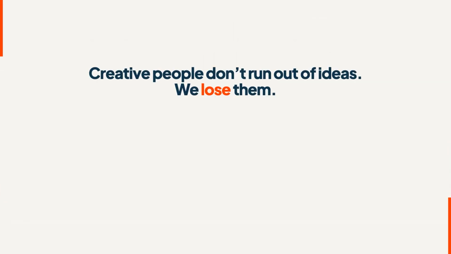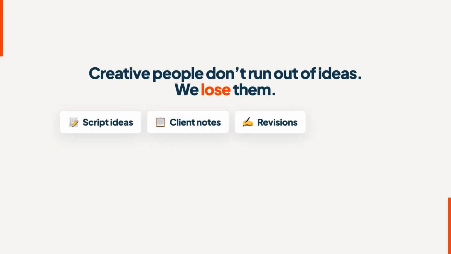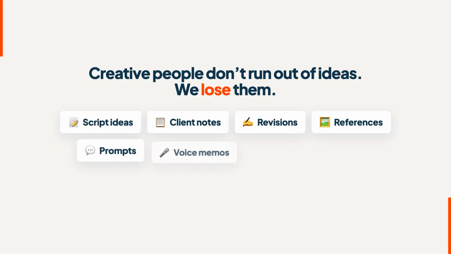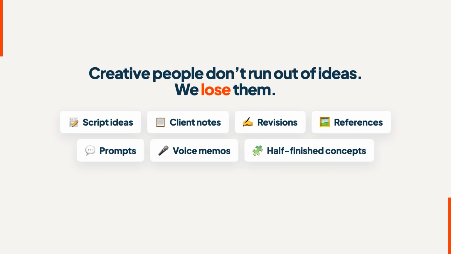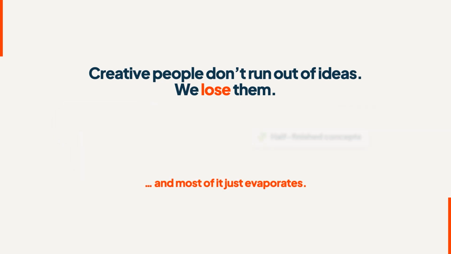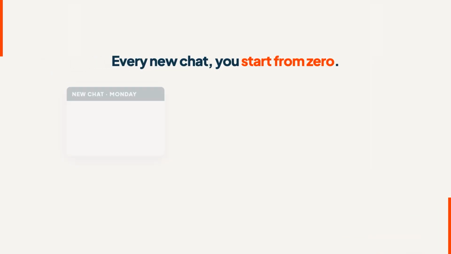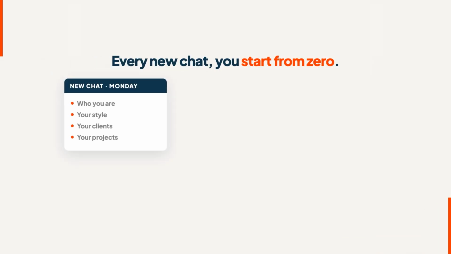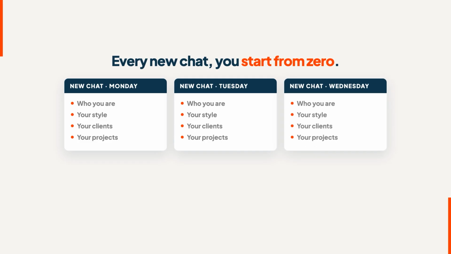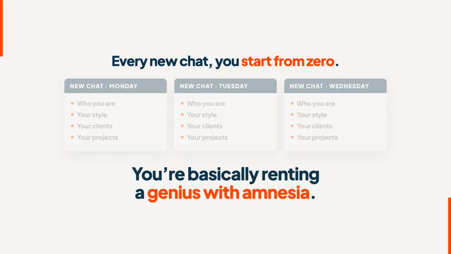Now here's the truth. Creative people don't run out of ideas, we lose them. Every month you generate hundreds of valuable things. Script ideas, client notes, revisions, references, prompts, voice memos, half-finished concepts, and most of it just evaporates. And it's even worse in the AI era. Every time you open up a new chat in ChatGPT or Gemini, you start from zero, re-explaining who you are, your style, your clients, and your projects. You're basically renting a genius with amnesia.